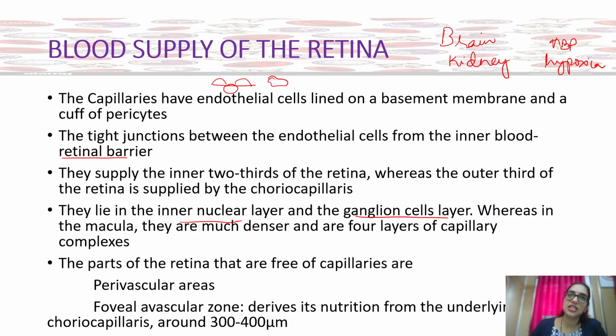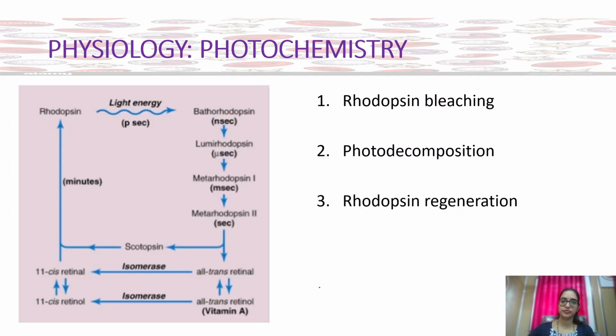In the macula, there are 4 layers and they are much denser. The parts of the retina that are free of capillaries are the perivascular areas and the foveal avascular zone, which is also known as the foveola. Let's move on to the physiology part of it.